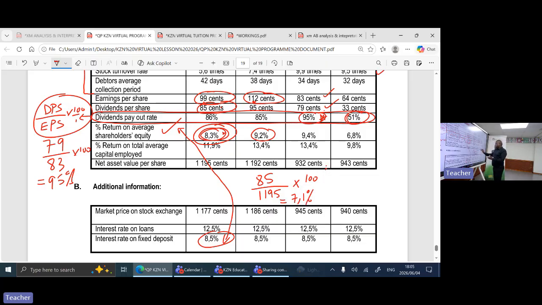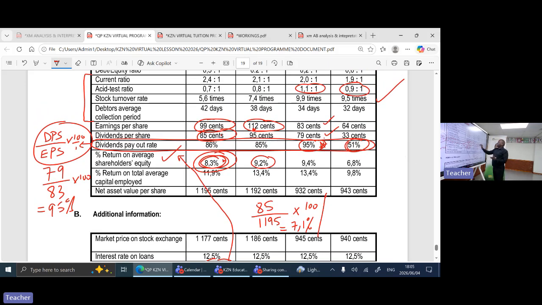This is Siyabonga Limited. But for Freddie, let's see what the dividends were. It was 79 cents dividends per share. 79 over the NAV, which is 932, times 100 over 1. The answer that I'm getting is 8.4%. So you can notice that here the dividend yield that he got from Freddie is greater than the one from Siyabonga Limited.